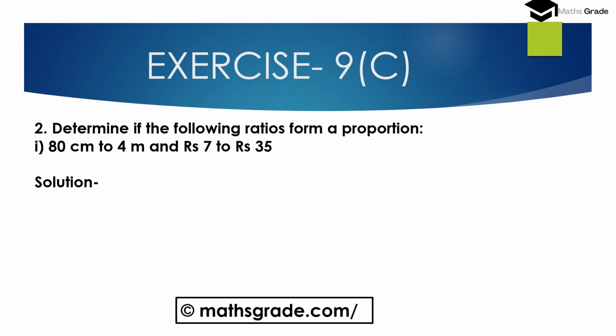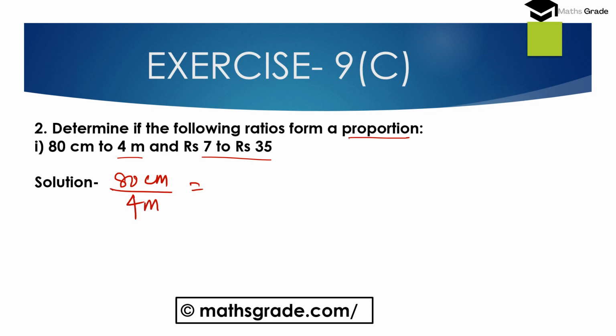Now we will solve question number 2. Determine if the following ratios form a proportion. First part is 80 centimeter to 4 meter and 7 rupees to 35 rupees. First the ratio 80 centimeter to 4 meter, that is 80 centimeter divided by 4 meter.